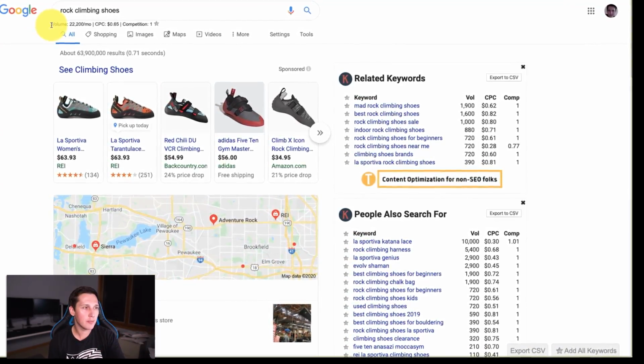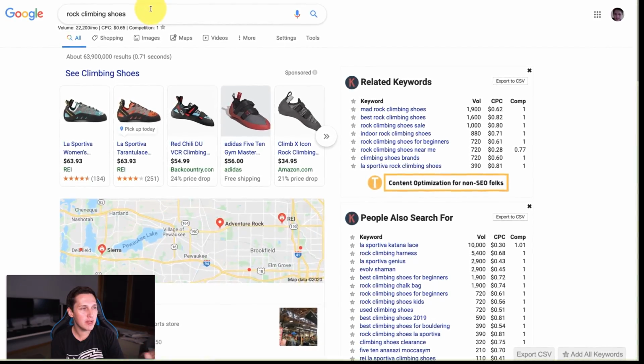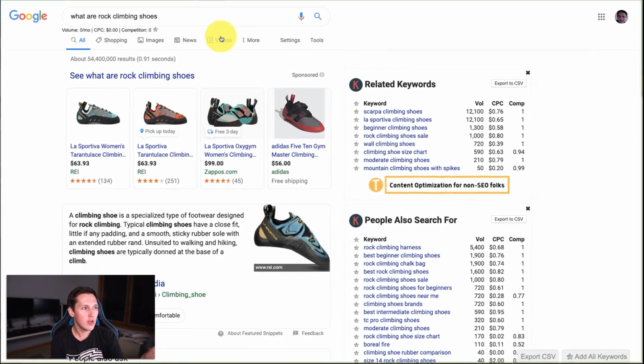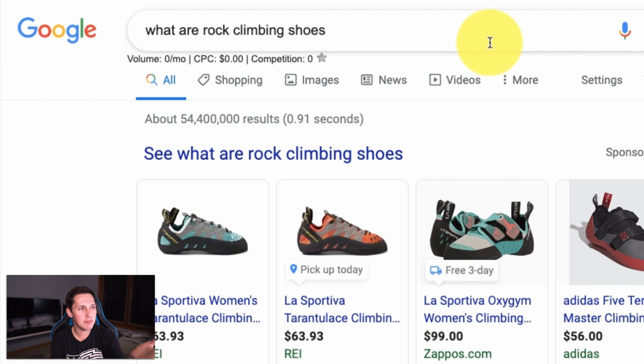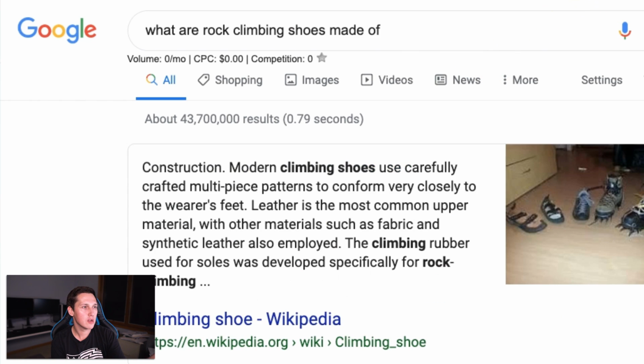They might be trying to learn about what they are. In fact, that would be an example of maybe not such a great keyword. As would, what are rock climbing shoes? Again, these are examples of blatantly bad keywords. You know, what are rock climbing shoes made of? These are obviously keywords that people aren't probably gonna buy from.